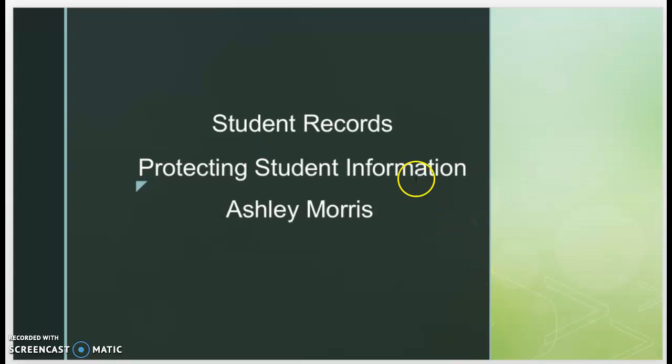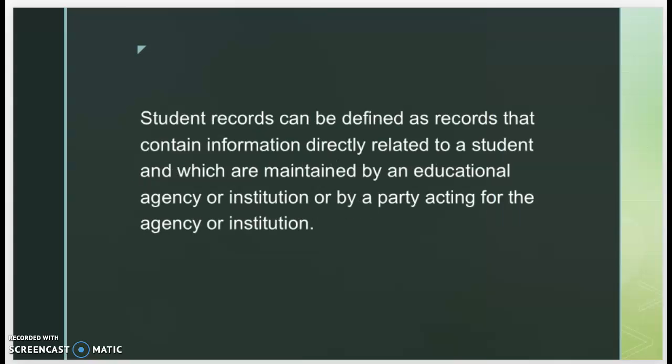This presentation is to discuss student records with the main focus being on protecting the student information. Student records can be defined as records that contain information directly related to a student and which are maintained by an educational agency, institution, or by a party acting for the agency or institution. Student records can also be called educational records or student files.